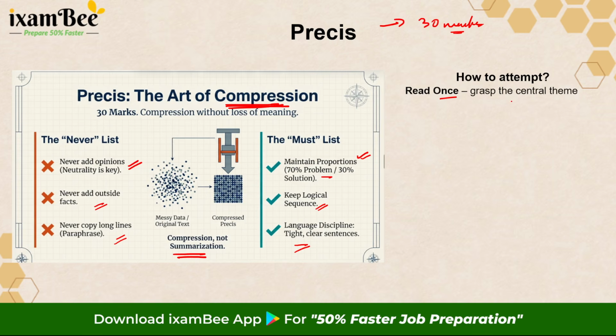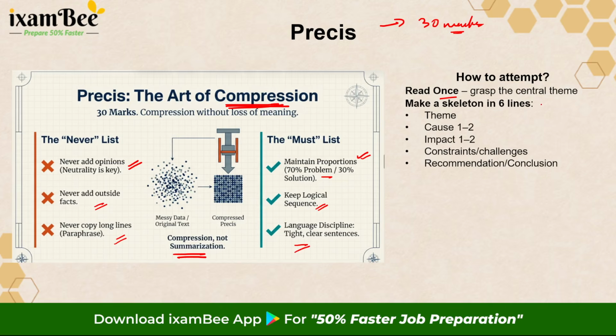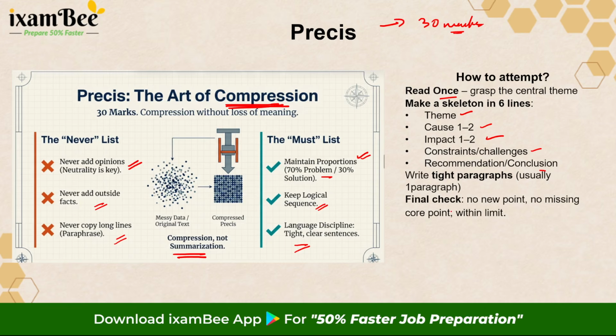Read once to grasp what the passage is about. Then form a 6-line skeleton. What is the theme, the cause, the impact, the constraint and the challenges, and what is the conclusion. This will help you structure and reduce words and compress it into the given word limits. Then write tight paragraphs, usually 1 paragraph, and check that no new point has been added, no core point has been excluded, and you are within the word limit.